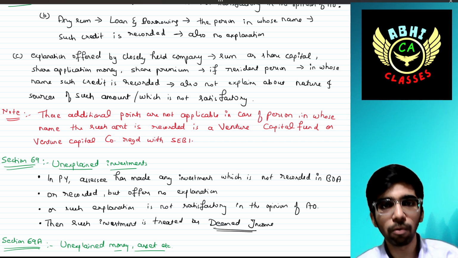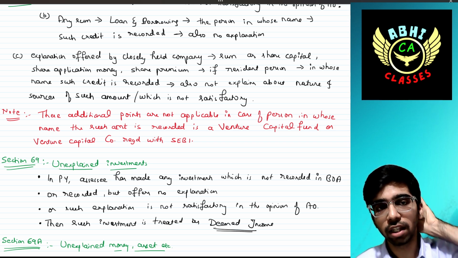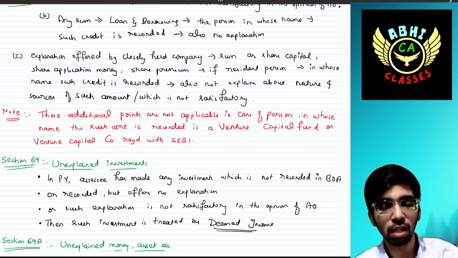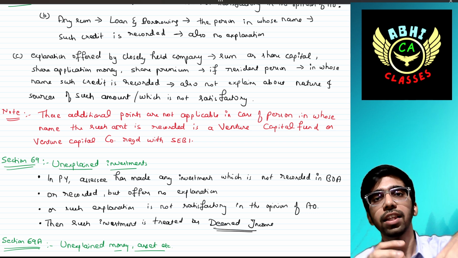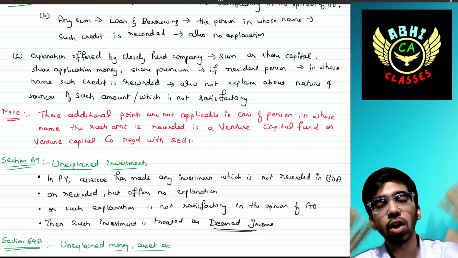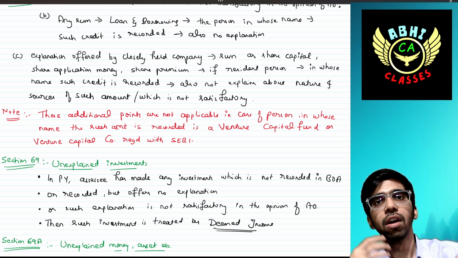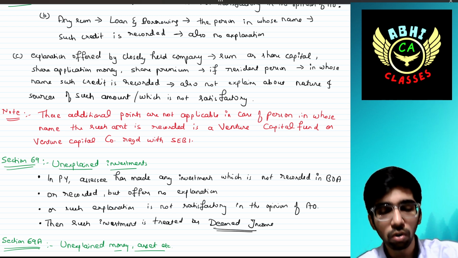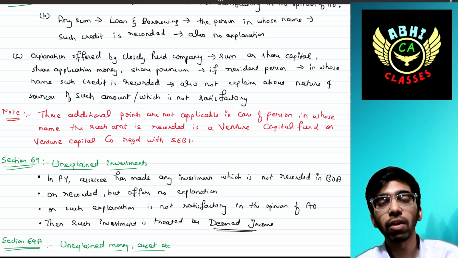Note, the additional points are not applicable in the case of a person in whose name such amount is recorded as a venture capital fund. If ABC Private Limited is a venture capital fund registered with SEBI, then this rule is not applicable, because they are actually in a child stage. They have to grow, and the companies have to be promoted. The Government of India has given relief for them.